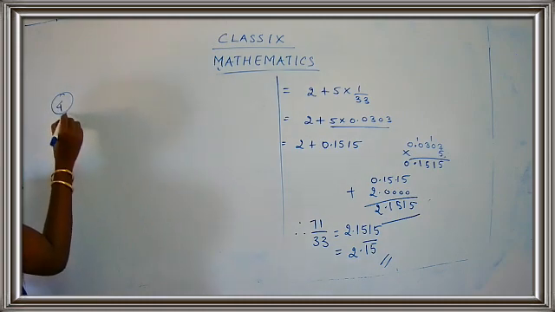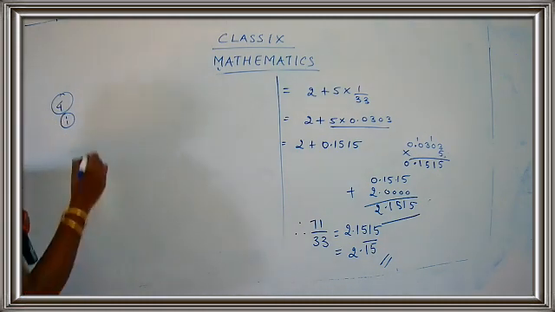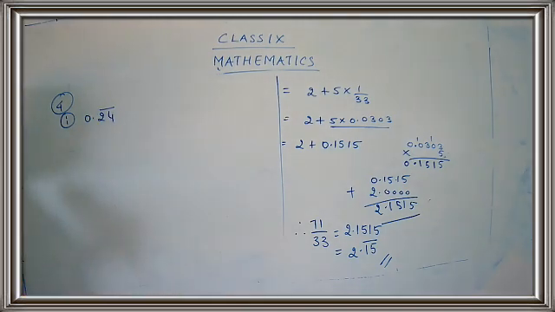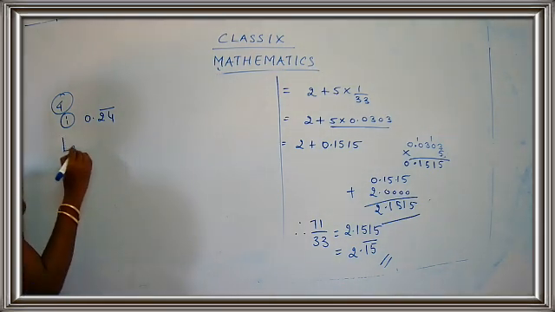The first subpart. What is the first subpart given to you? It's 0.24 bar. Write down 0.24 bar. Shall we continue with the sum, children? Let's start with the sum.